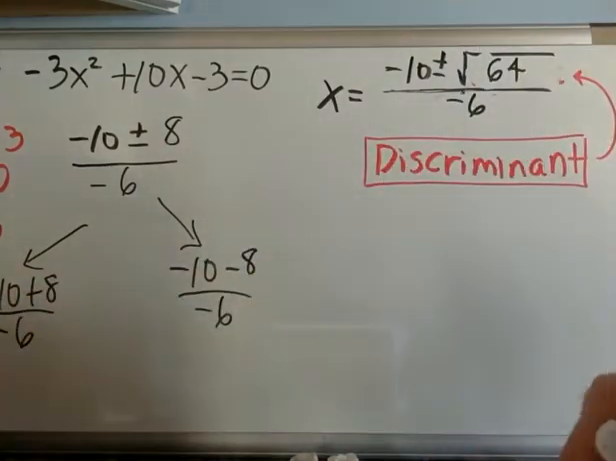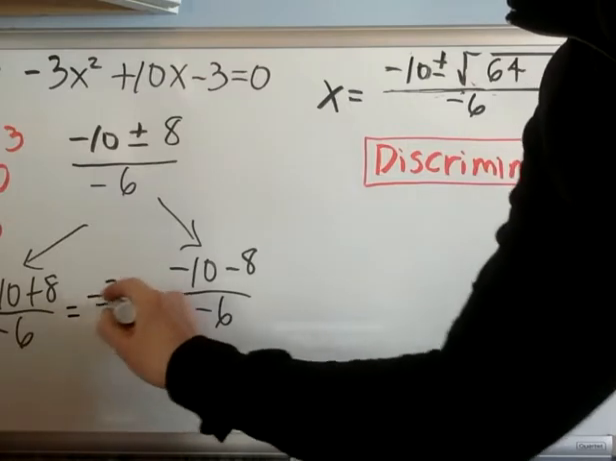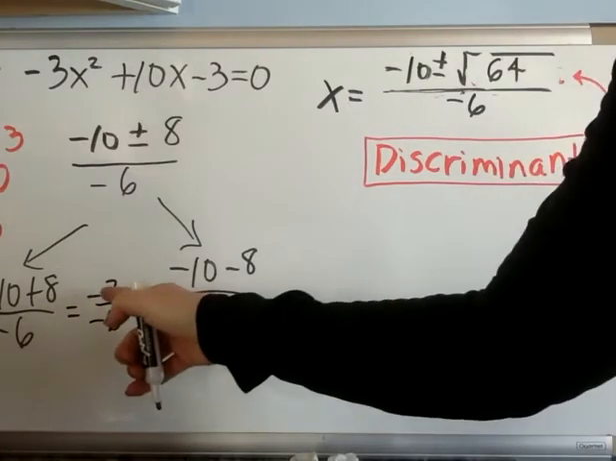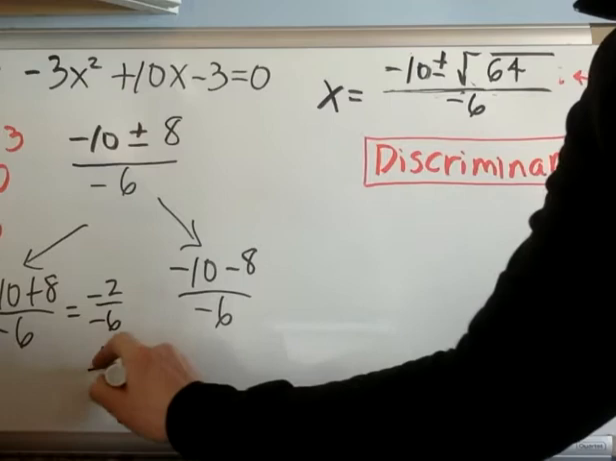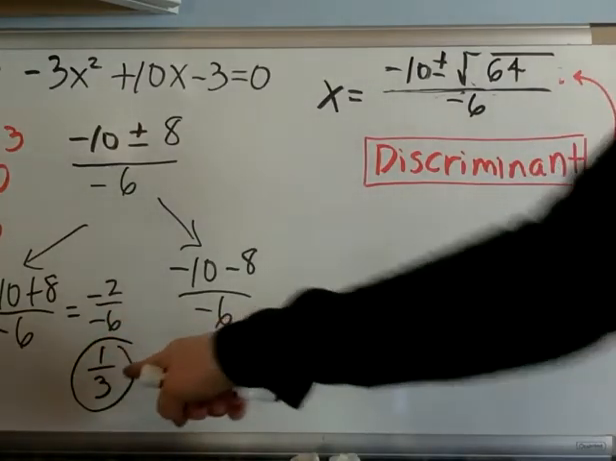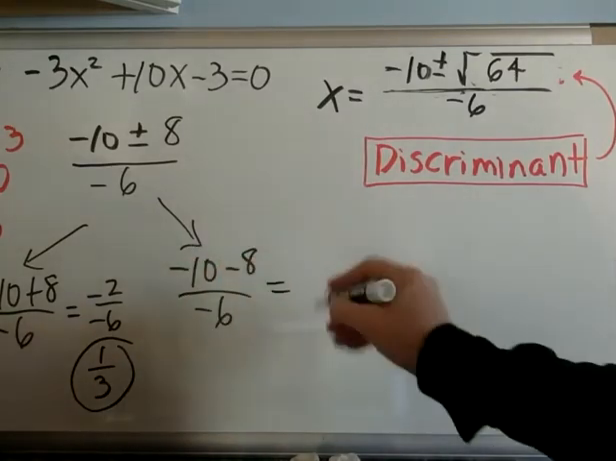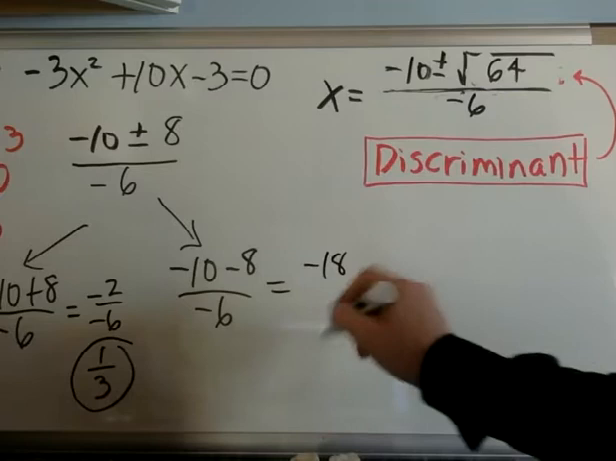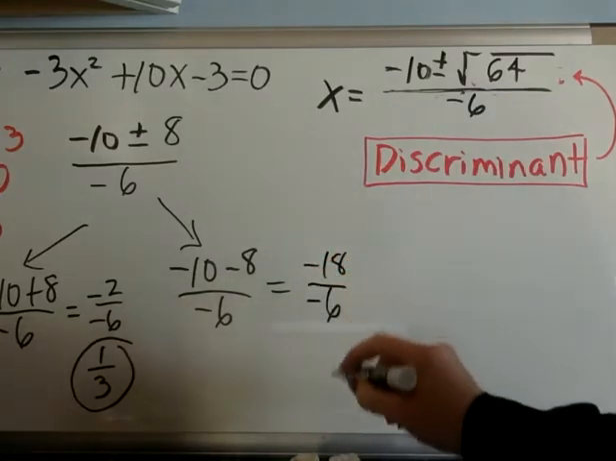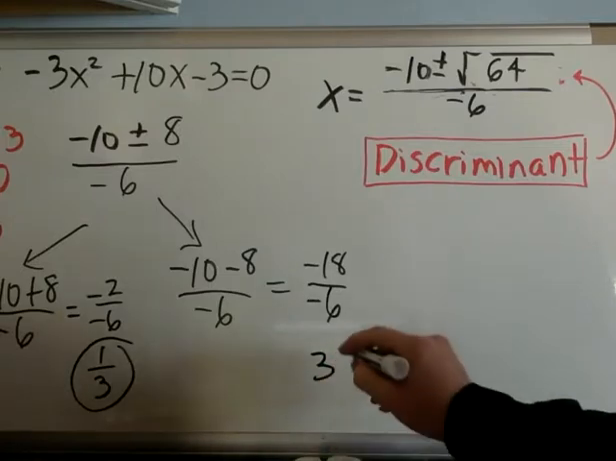Always do what's in the numerator first. That'll give me negative 10 plus 8, which is negative 2. And I divide that by negative 6. That's going to give me positive 1/3, because a negative divided by a negative is positive. That's one of my solutions. To get the other solution, do the numerator first. That's going to be negative 18. Then divide that by negative 6, and I get my second solution, which is positive 3.